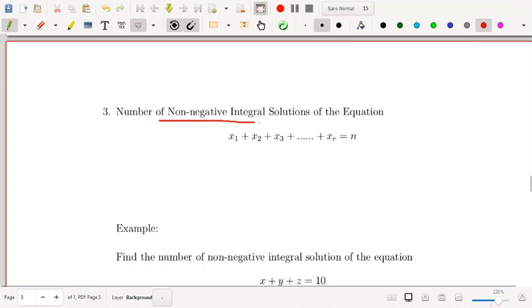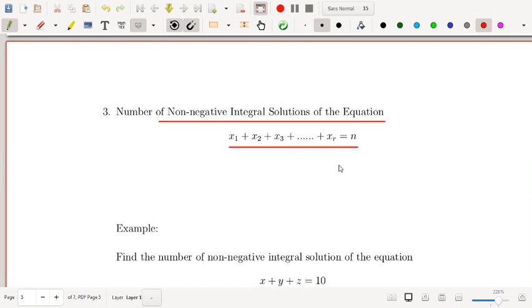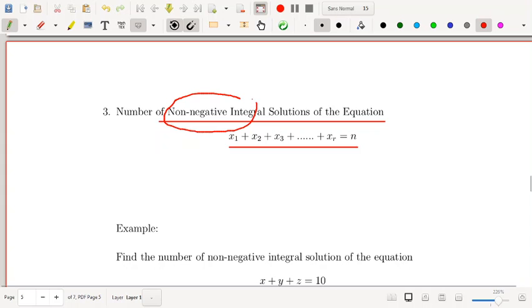Now look at that, the number of non-negative integral solutions of the equation x1 plus x2 plus etc. plus xr equal to n. This is the same as the distribution of n identical objects in r different boxes. So x1, x2, ..., xr play the role of boxes. This is the same result as this. What is the meaning of non-negative integral solutions? It means 0, 1, 2, 3, etc. That means it includes 0. So empty boxes are allowed.